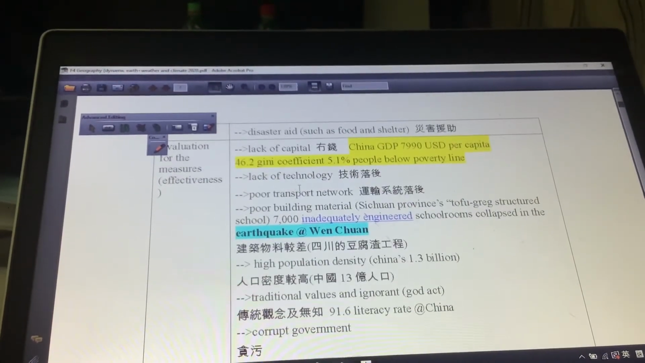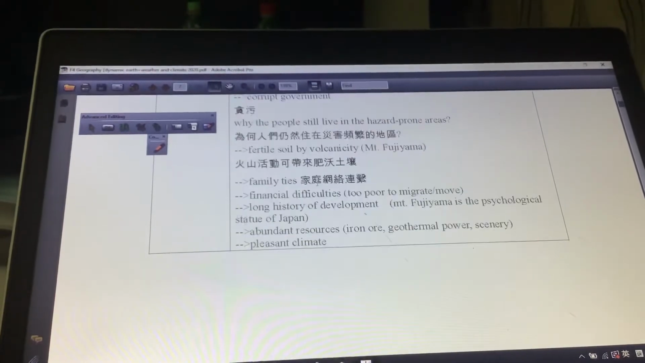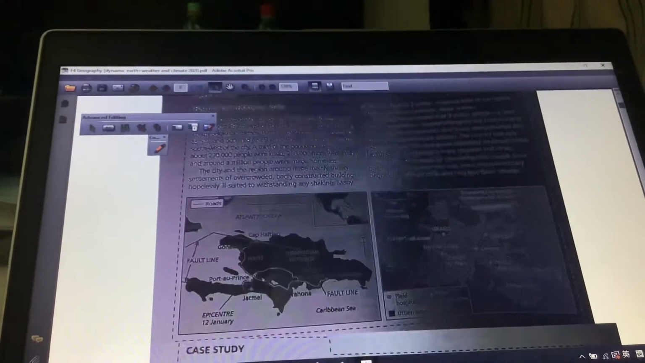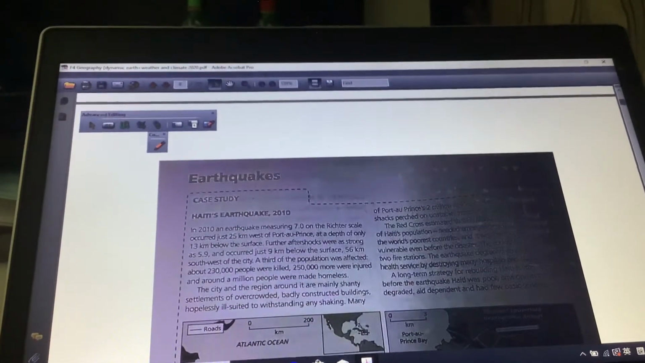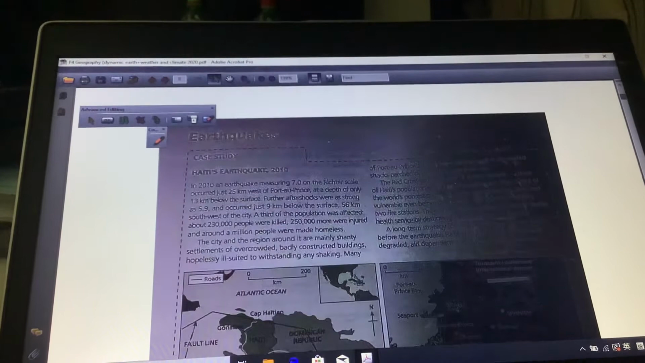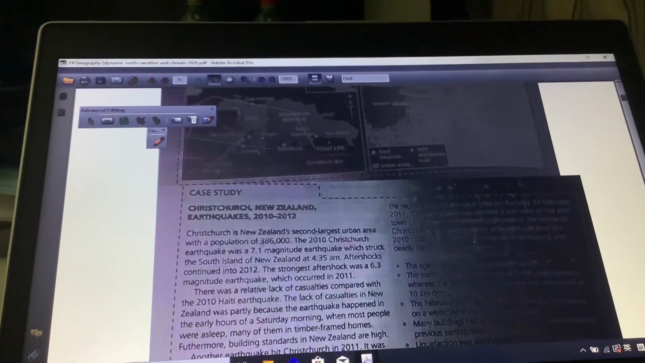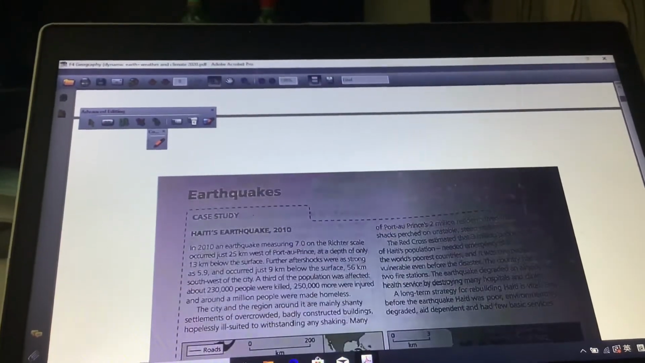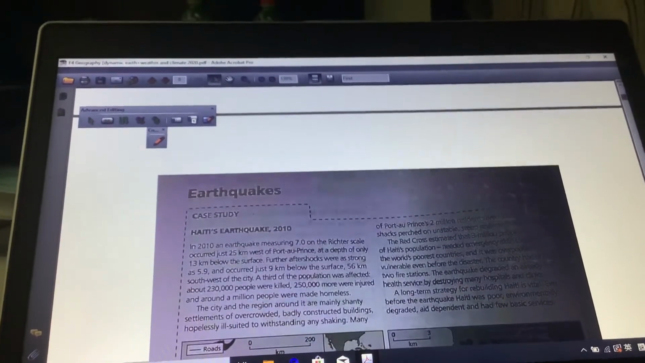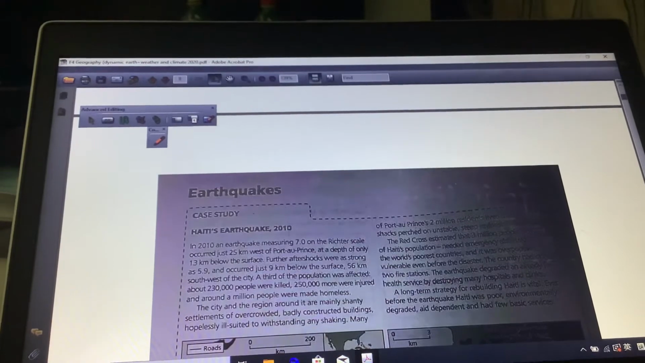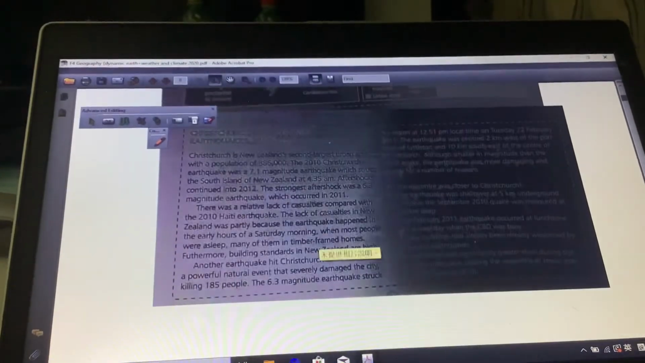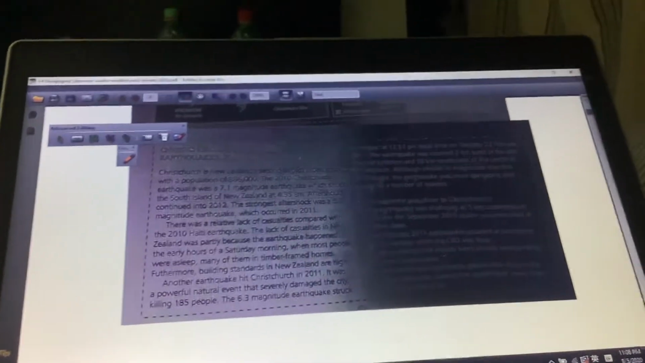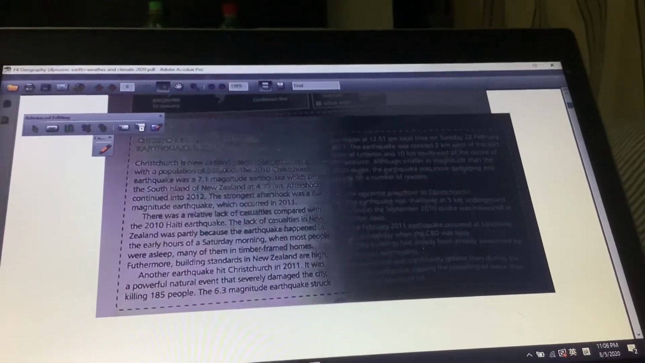And then what is the evaluation of measures? This one is not yet too good. Here, we do have some case studies. Why I chose these 2 case studies is because they are quite comprehensive. The 2 earthquakes are almost the same magnitude, so they are quite comparable. And one of them is in an LDC and one is in an MDC. You can pick some important figures in order to convince yourself for the essay.